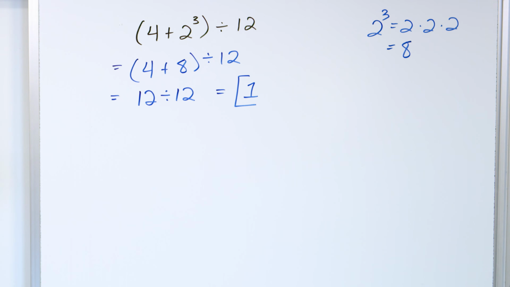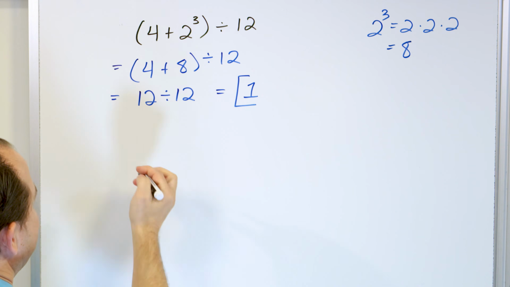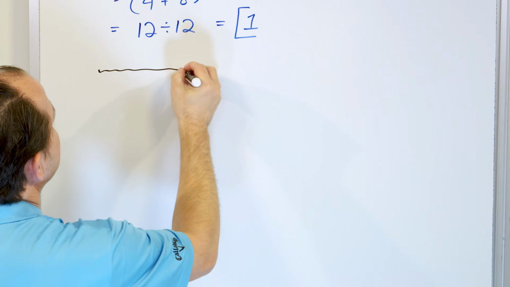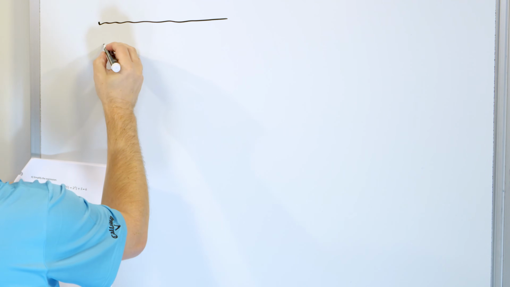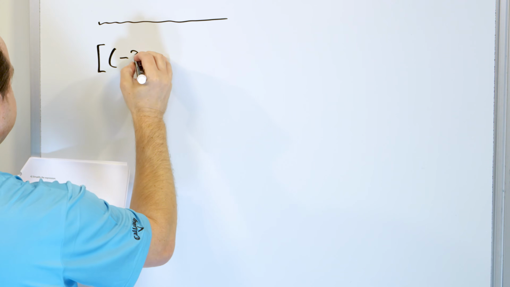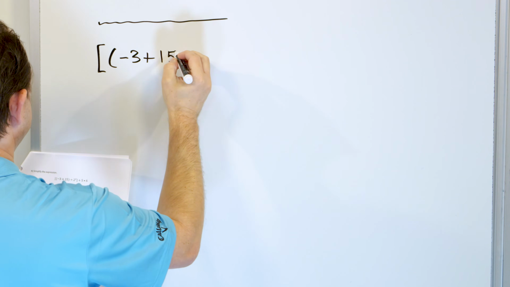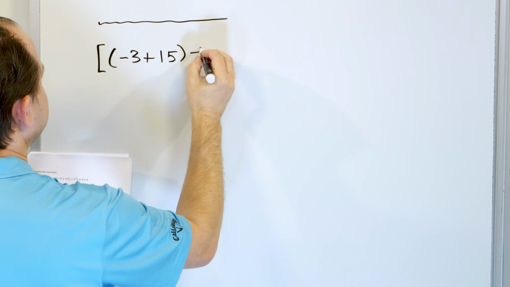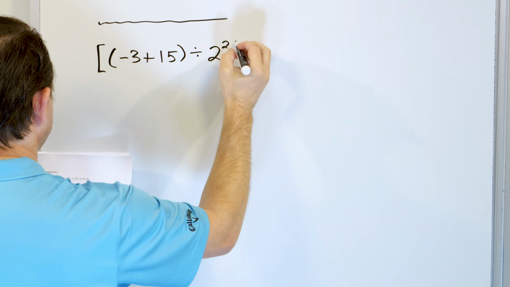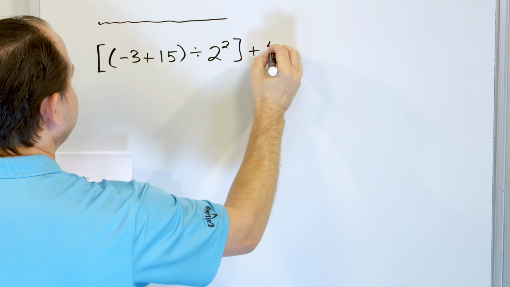All right? And notice that we did reference the list over here, but not for very much. And pretty soon I'm going to stop referencing it altogether. Next problem. Let's take a look at negative 3 plus 15, close parentheses here, divide by 2 squared, close the bracket, plus 5 times 6.